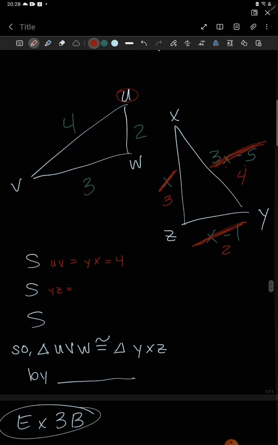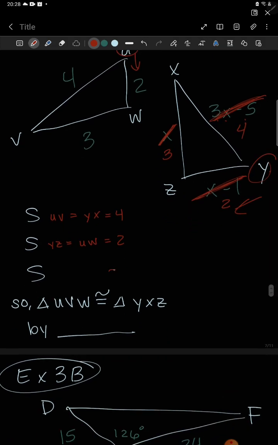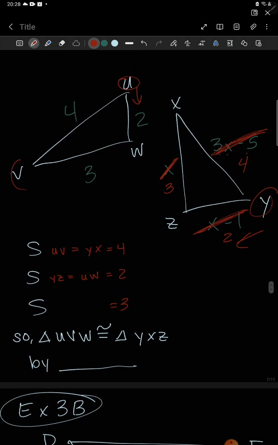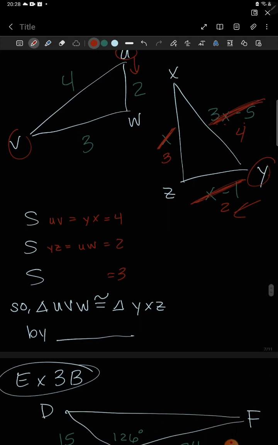YZ. If I started here and went that way, then I want to start at U and go that way. So that is equal to UW, and the short side is 2. So obviously we know our middle side is going to be 3. I'll go ahead and write that. Let's start at the long end and go towards the short end.